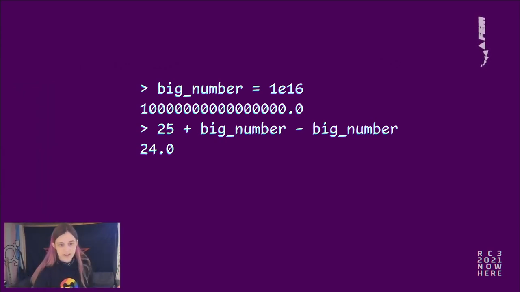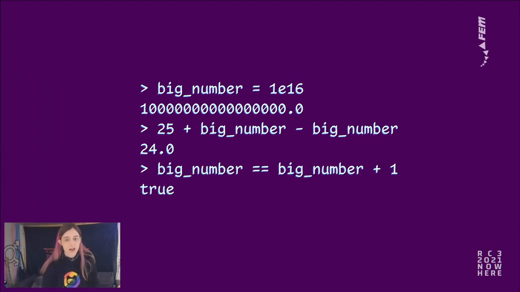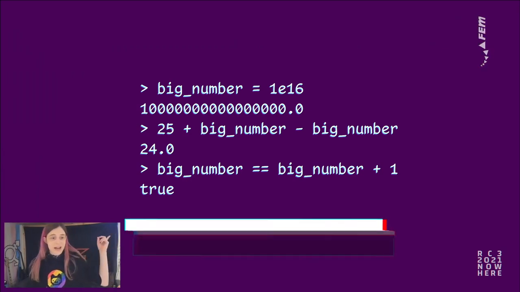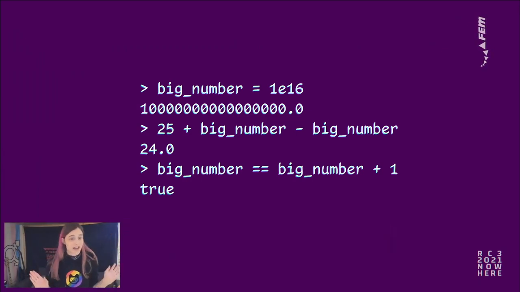So let's try some other stuff. Let's add 1 to the big number and see what changes. Nothing changes, right? You're not even supposed to do this. You're not supposed to compare floats for exact equality because there might be little rounding errors. But these two floats are exactly equal. I added 1 and literally nothing has changed. So this is strange, right?